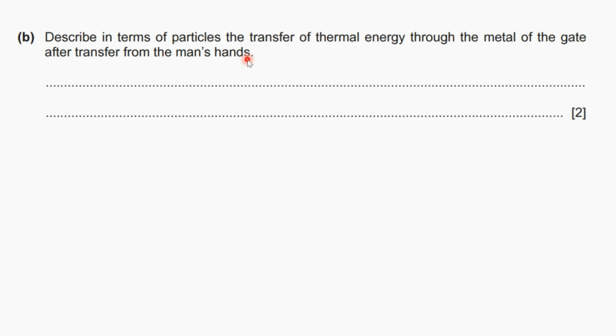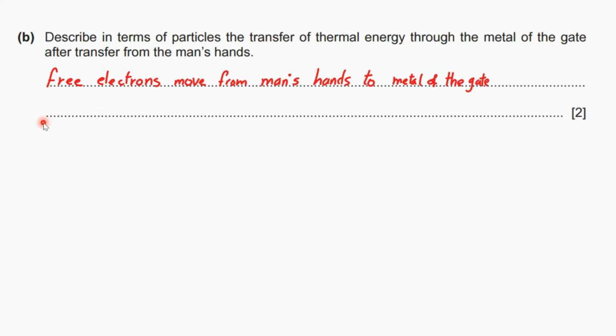So once you touch the metal on a cold day, if you remember in section A, it means that the electrons are moving from your hand to the metal of the gate. So logically, I'm going to write free electrons. Okay, so they move from where? From the man's hands to the metal of the gate. Okay, so this is point 1.